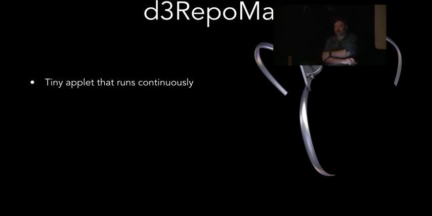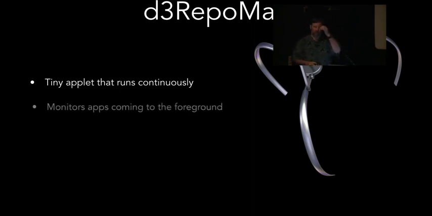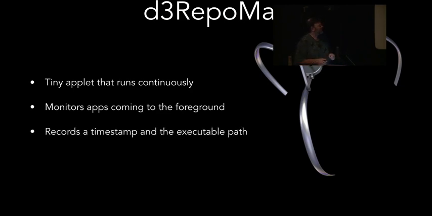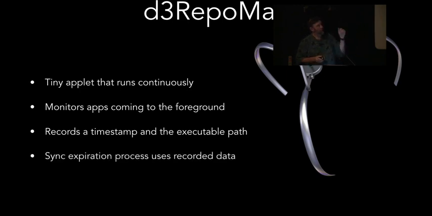It's a launch agent. It kicks off when the user logs in. It runs as them. And like I said, it monitors things coming to the foreground. Every time you bring something to the foreground, it will just make an entry into a plist. And that is then used with the executable path that's stored for the package. And when sync happens, it looks at that plist, looks at anything that has an expiration, and says, hey, does this thing need to be expired?